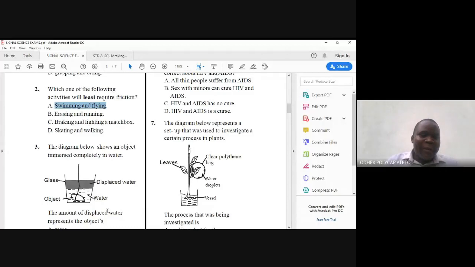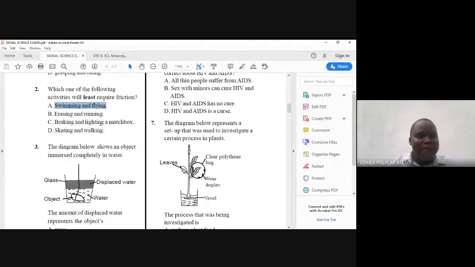Number 1, this question is asking the list now. So number 1, you can be asked, where do we need friction? So we need friction in braking, lighting a matchbox, erasing, running, skating, and walking. Remember, where do we need friction is the advantage of friction. Where friction is not needed is the disadvantage of friction. So we can have disadvantages of friction, we can have advantages of friction.